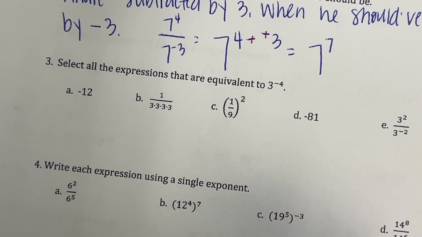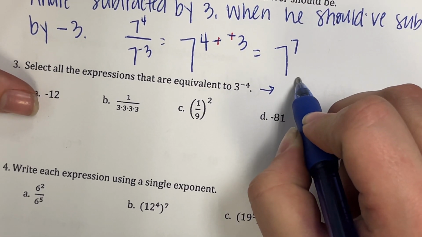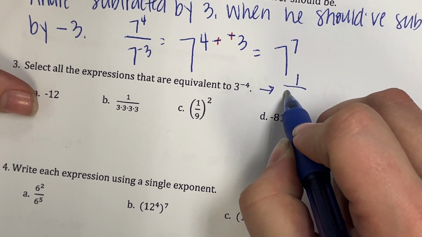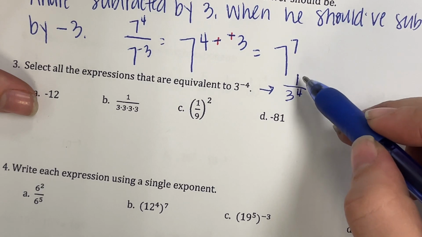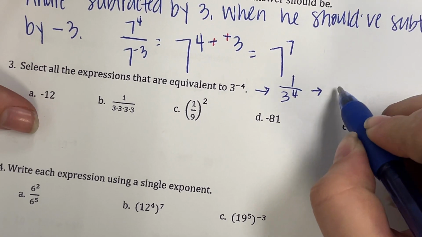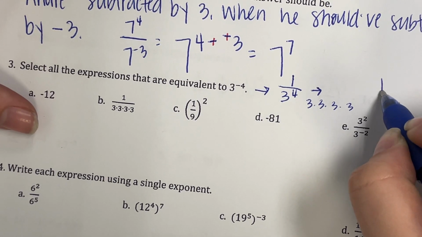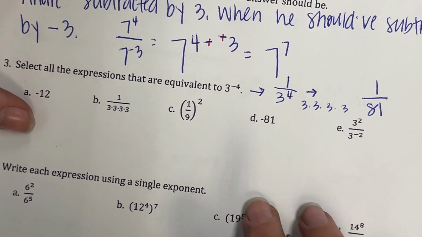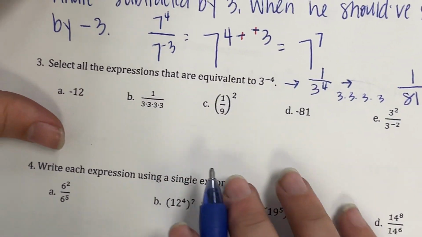Okay, select all the expressions that are equivalent to 3 to the power of negative 4. I know that 3 to the power of negative 4 could also be written as a fraction, 1 over 3 to the power of 4. That's also 3 times 3 times 3 times 3, that'll be 1 over 81. So we're looking for stuff that looks like any of those 3 options.